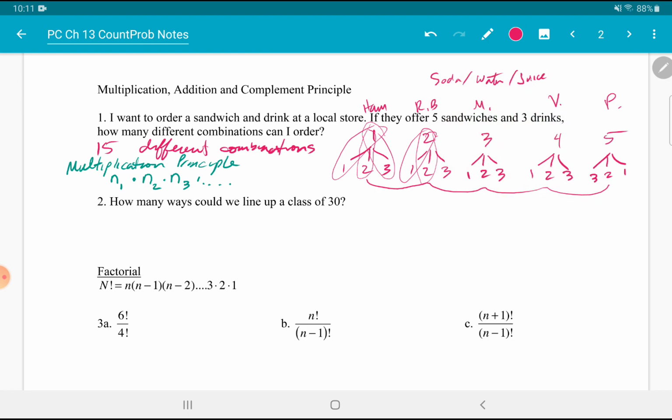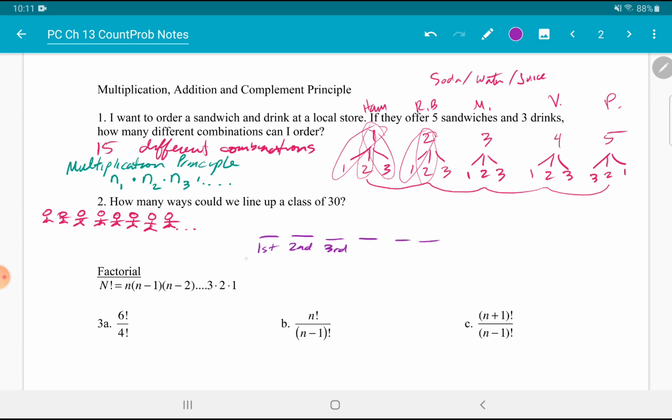Okay, the same thing can be applied to, let's say, example number 2. How many ways can you line up a class of 30? So just imagine I drew 30 people here. I'm not going to draw all 30 because that's way too much. I'm just going to draw a number of stick figures, and you can interpret that as 30 students. If we need to line up 30 students, here's the first person in line, the second person, the third person, and it just keeps going.